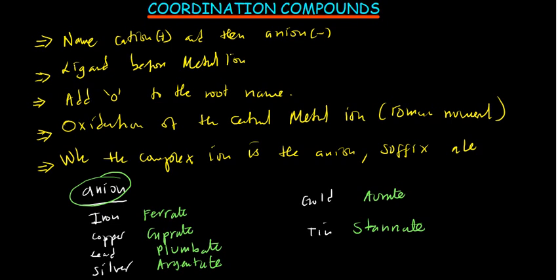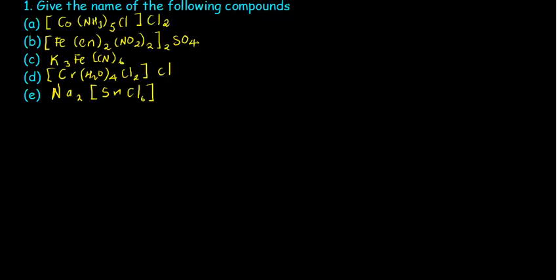Now let's understand how we get to name them. How do we get to name these complex ions or coordination compounds? The first one we have is this one here. How do we get to name it? Co, NH3 with a 5, chlorine, and then another chlorine outside. Okay, there is our compound.